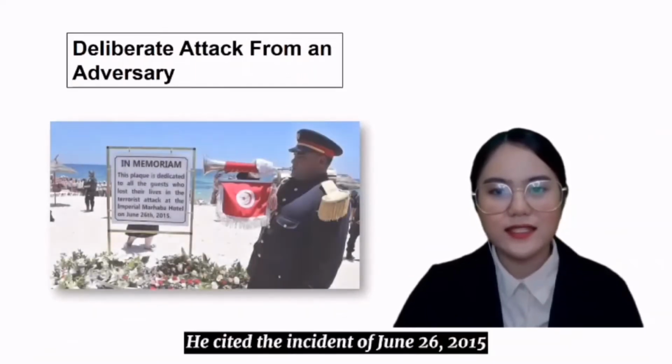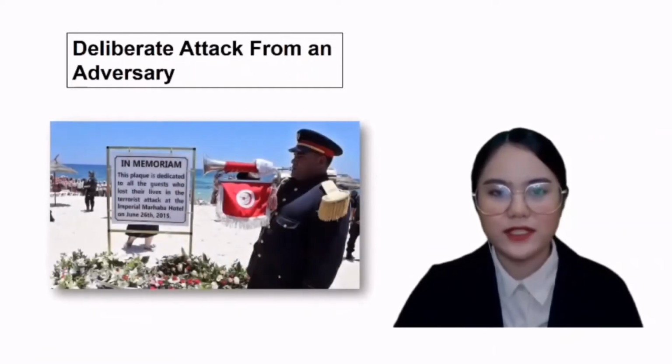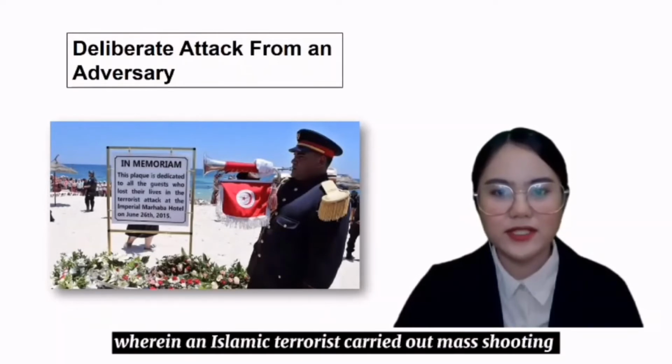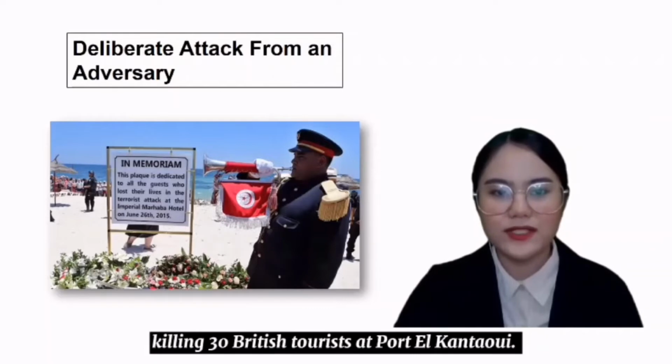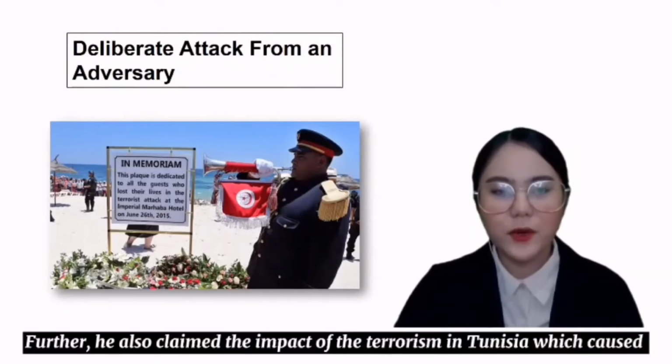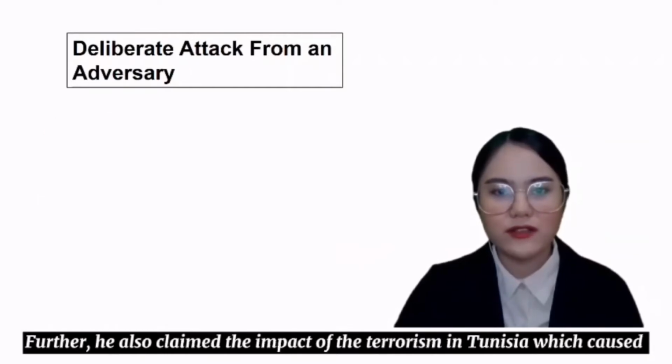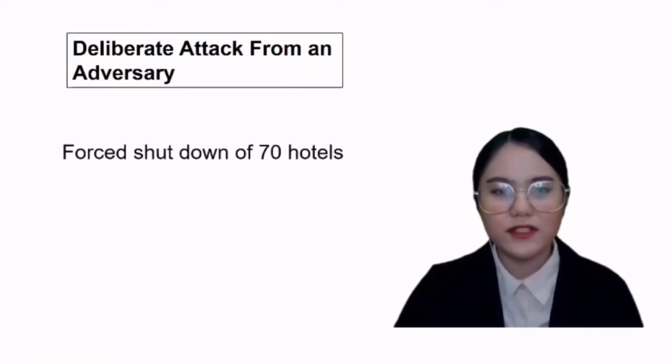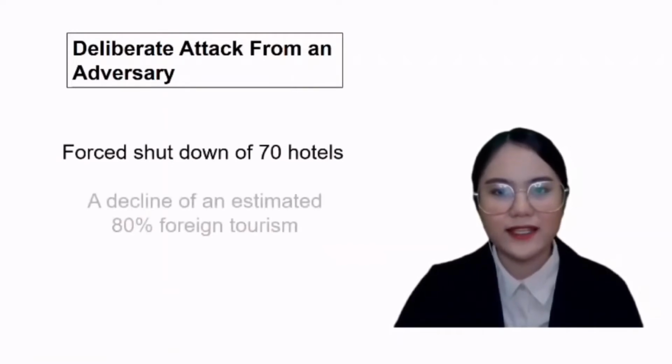He cited the incident of June 26, 2015, wherein an Islamic terrorist carried out a mass shooting, killing 30 British tourists at Port El Kantawi. Further, he also claimed the impact of terrorism in Tunisia, which caused the forced shutdown of 70 hotels and a decline of an estimated 80% in foreign tourism.